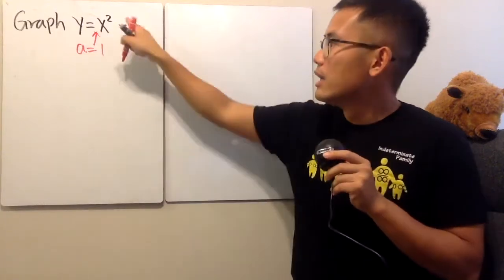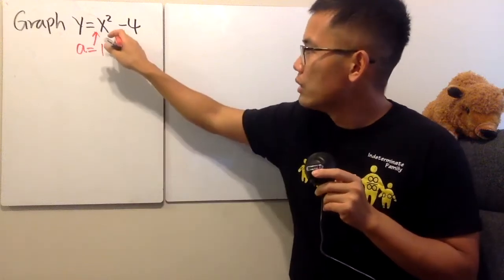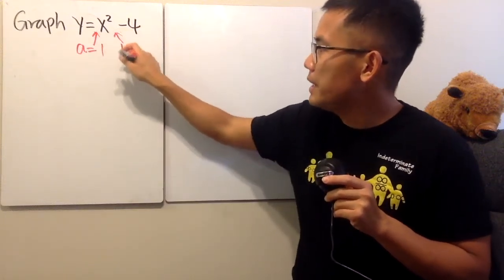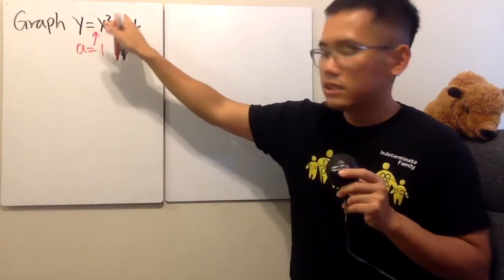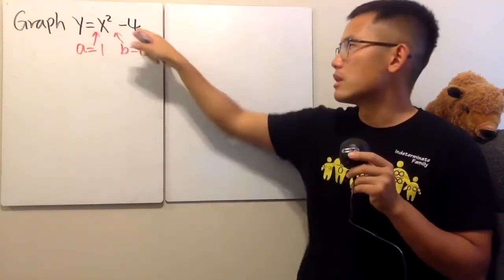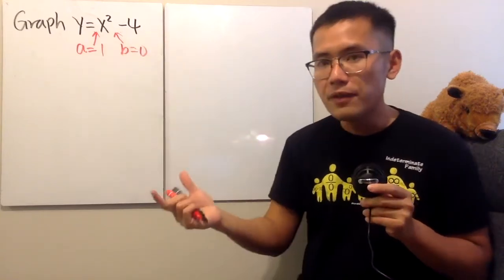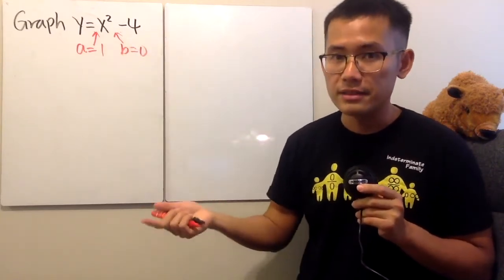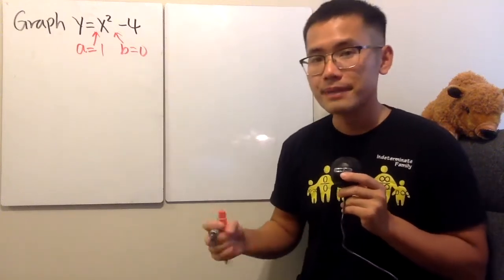And then next, notice that there is no x, right? So this right here means the b value is equal to 0, because this is as saying x squared plus 0x minus 4. We have to look for the b, and the b value is the number in front of the x. There's no x term, so b is equal to 0. Be really careful with that.